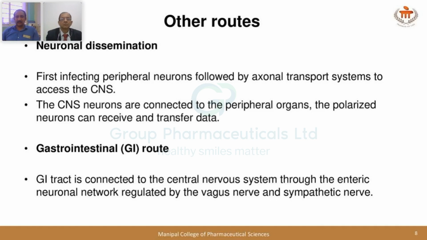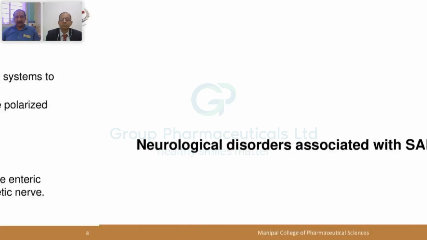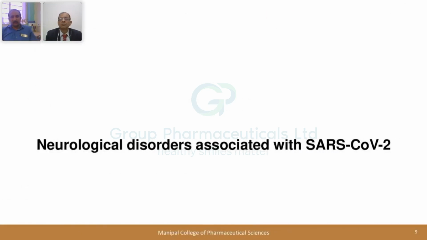One that we discussed was regarding the cerebrospinal fluid. Second one is the olfactory route. Third one is the trigeminal route. Fourth one is the hematogenous route. Fifth one is neuronal dissemination. And sixth one is the gastrointestinal route. So these are the proven evidences through which the viruses enter into the CNS. Now let's see which neurological disorders are associated with the SARS-CoV-2.